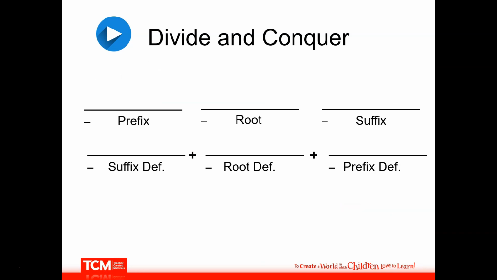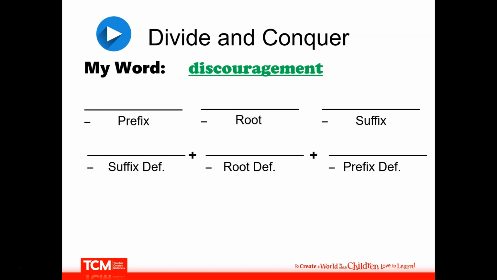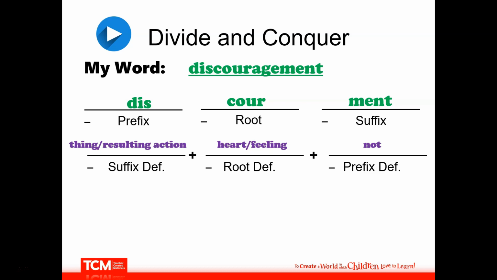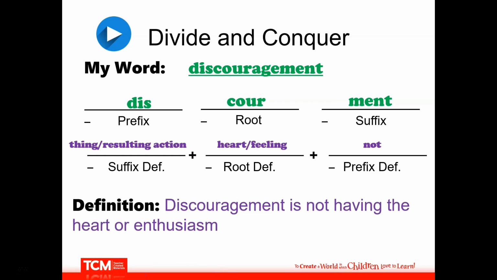So let's look at a word that's a little bit more difficult to dive into. When we break it apart into its word parts, we have a prefix, a pretty established root, and then a suffix. The prefix is dis, the root is actually cour, and the suffix is ment. Let's define each of those parts and then work backwards. The definition of that suffix is thing or resulting action. The root means heart or feeling, and our prefix means not. So going from left to right and creating a definition, discouragement is not having the heart or enthusiasm, or a definition of something similar like that.